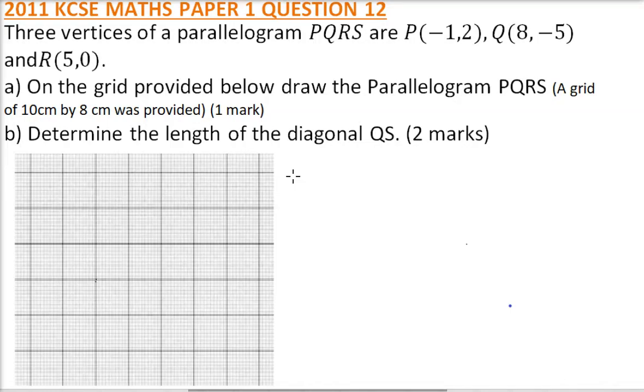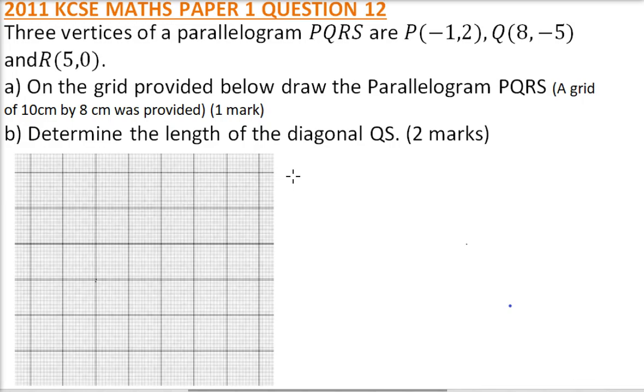2011, paper 1, question 12. You are told the three vertices of a parallelogram PQRS are P (-1, 2), Q (8, -5), and R (5, 0). On the grid provided below, draw the parallelogram PQRS.